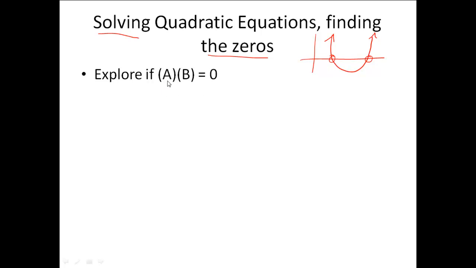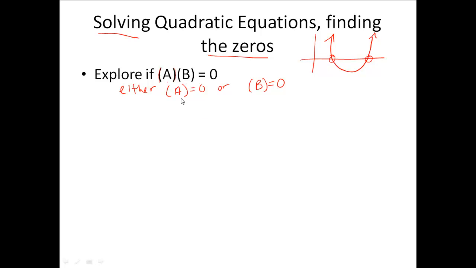One thing we need to look at is that if I have two numbers here, I've got a and b, and when I multiply them together I am going to get 0 back. One of two things has to happen. Either a has to be equal to 0 or b has to be equal to 0. One of those things has to happen, or both of them could be equal to 0.